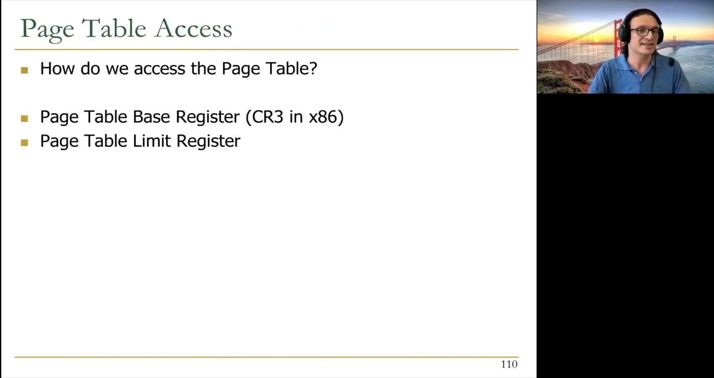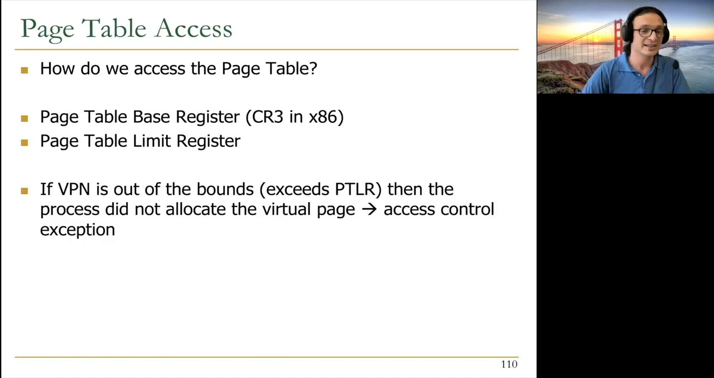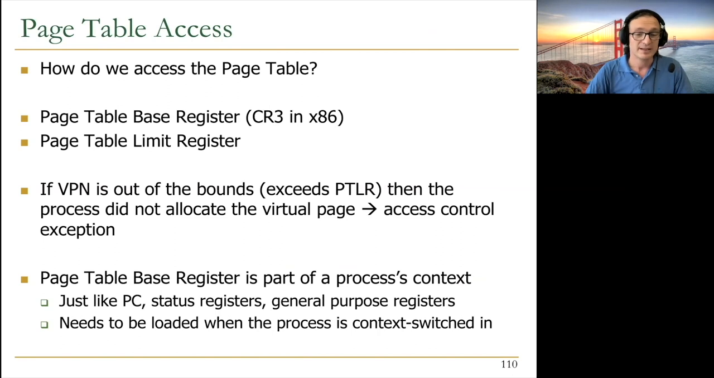And we discussed how to do the page table access. There's a page table base register. There's also a page table limit register so that you don't exceed the virtual memory that you're accessing. If the virtual page number is out of bounds, meaning it exceeds the page table limit register, then the process did not allocate the virtual page. So there's an access control exception that happens based on that as well. So there are hardware checks. x86 actually has segmentation also, as we discussed in the last lecture, which is a different level of protection, but it's not as important today. That's why we don't talk about it as much.